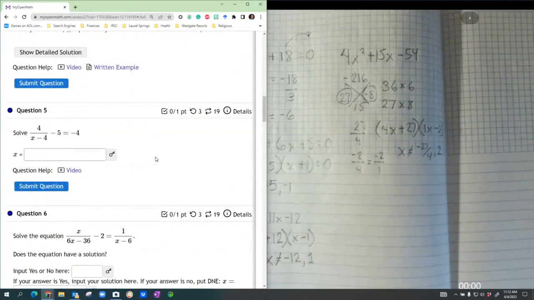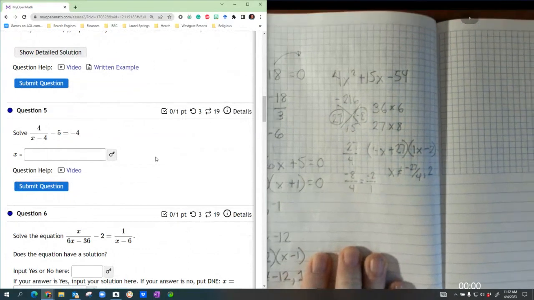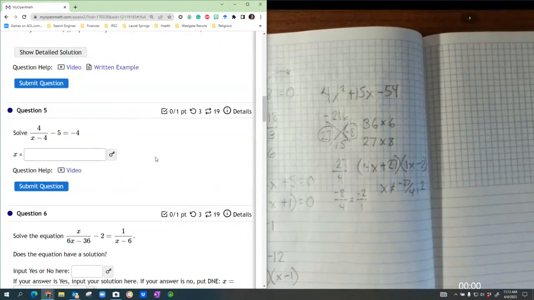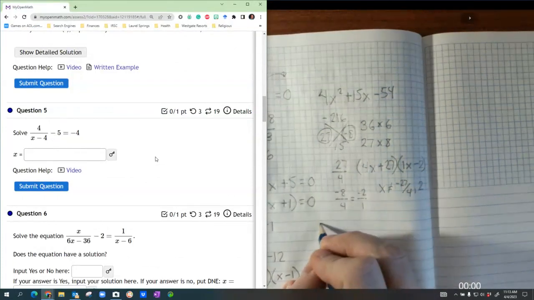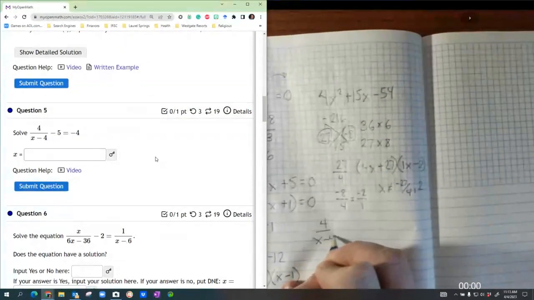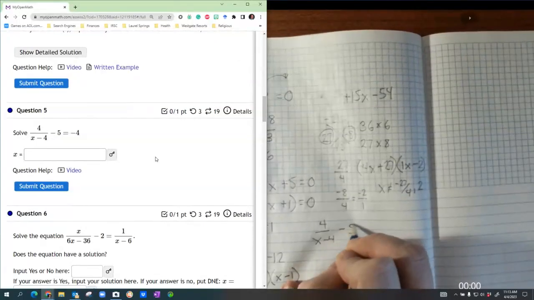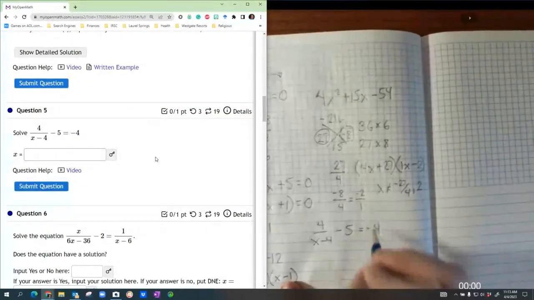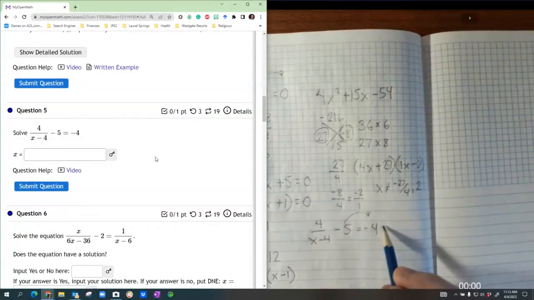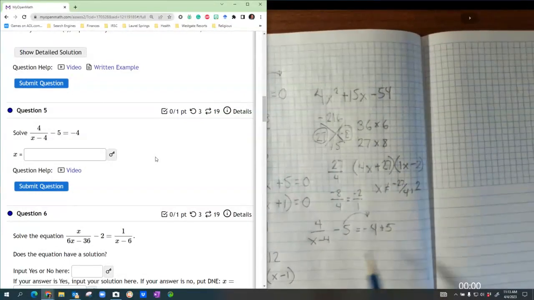Now that moves on to number 5. So we're looking at equations. We have to solve them like we do any other equation, but we have to make sure we watch out for values that create zeros in the denominator. That's what we have to watch out for. So we're going to go ahead and do this.